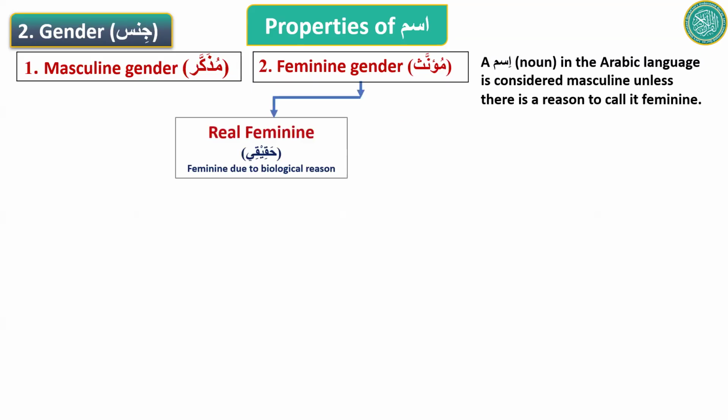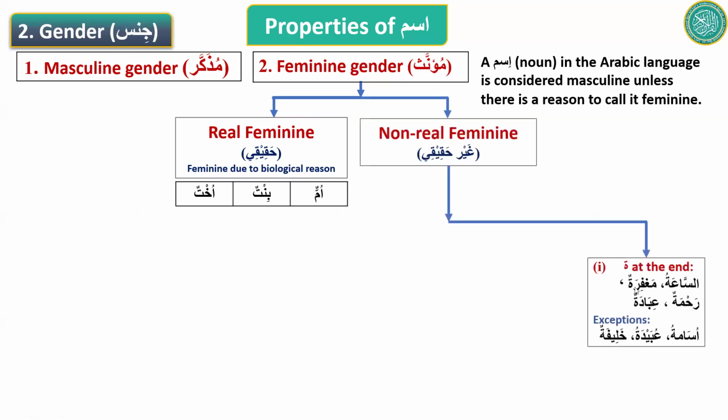The first reason is real feminine. There are words which are feminine because of biological reasons, like mother, sister, daughter, and words like that. The second reason, which is a non-real feminine reason, is ta marbuta at the end, like as-sa'atu, the hour, maghfiratun meaning forgiveness, rahmatun meaning mercy, ibadatun meaning worship. They all have ta marbuta, the round ta at the end. If you see a round ta, then it is feminine. But there are some exceptions, like usamatu, ubaidatu, khalifatun. These words are masculine even though they have a ta marbuta at the end. But the majority of words with a ta marbuta at the end will be feminine.